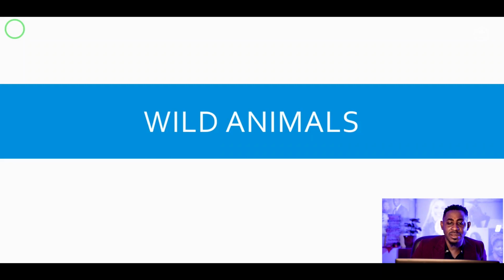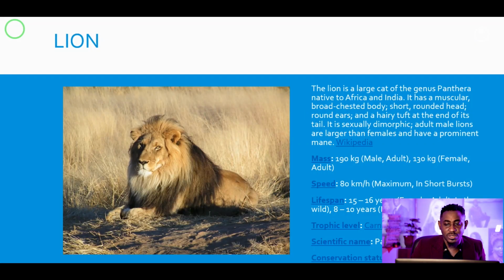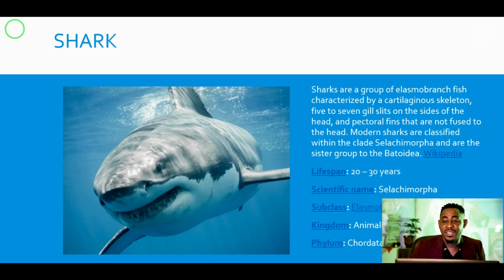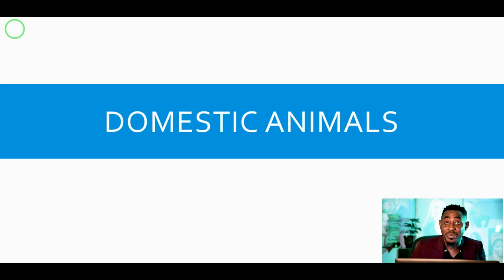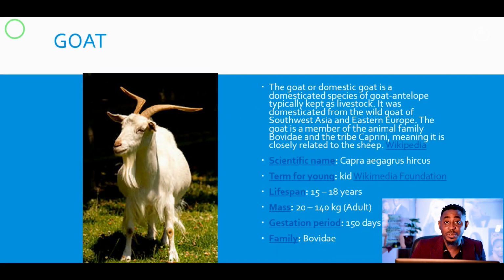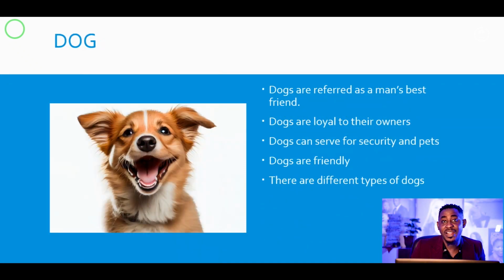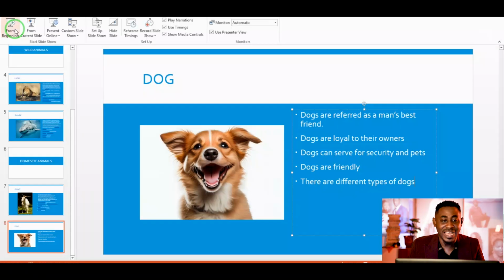And then wild animals. Talked about the lion. This is the information about the lion. Then the shark. Then we move to domestic animals. Then we move to talking about the goat, and here we're talking about the dog. Now these are the information about a few of the animals that we can talk about in this class.